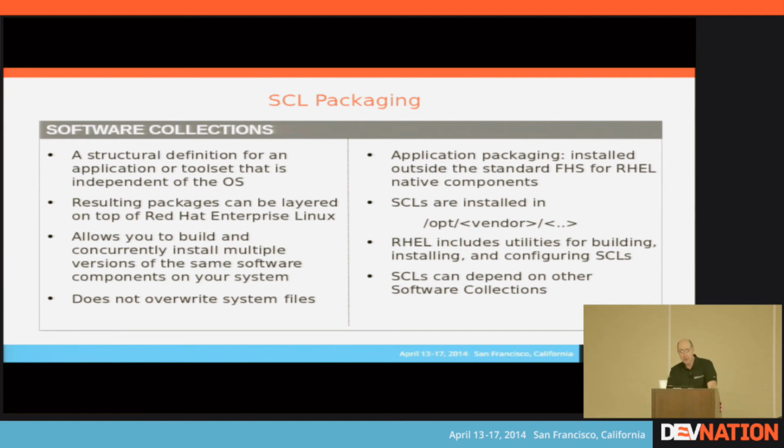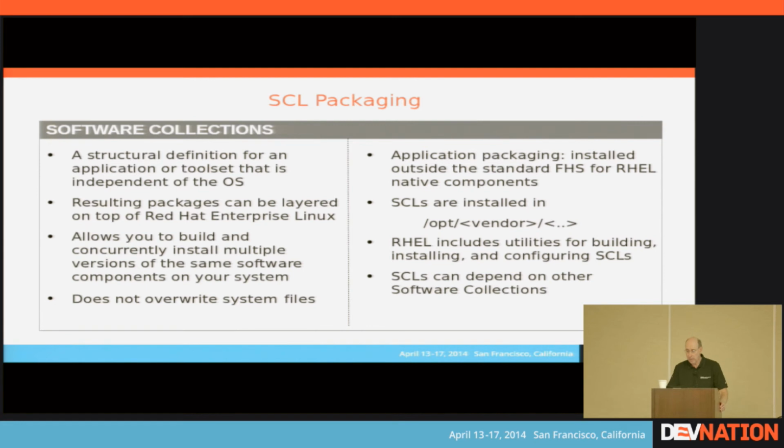So the resulting packages, anything packaged as a software collection, can be layered on top of Red Hat Enterprise Linux. It allows you to build and concurrently install multiple versions of the same software components on your system without overwriting any system files. We do it by installing the components outside the standard file system hierarchy. The SCLs go into the opt directory path. I'll explain that in a little more detail on the next slide.